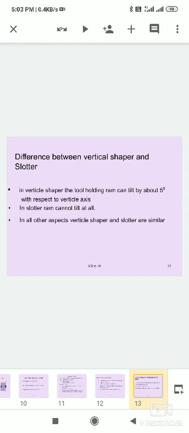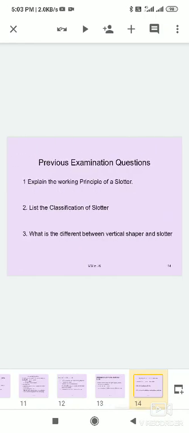In the slotter, the ram cannot tilt at all. In all other aspects, vertical shaper and slotter are similar. And the slotter machine, slotter specifications are also very important in this machine.